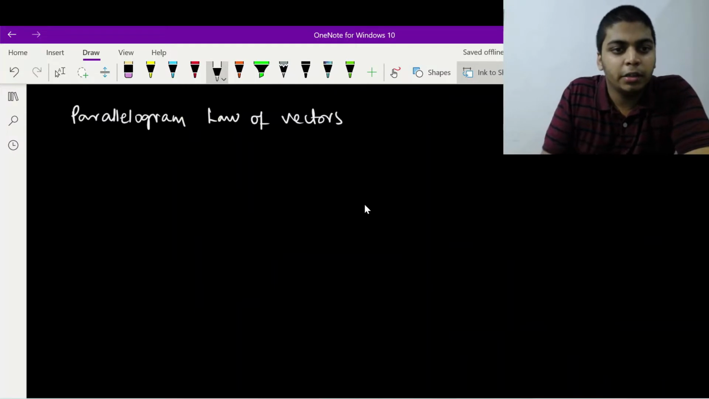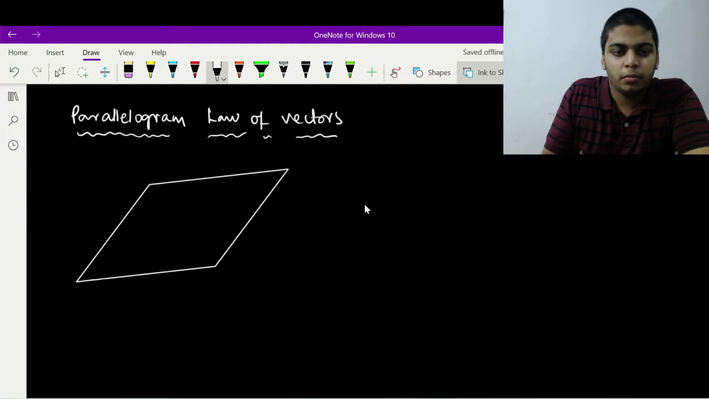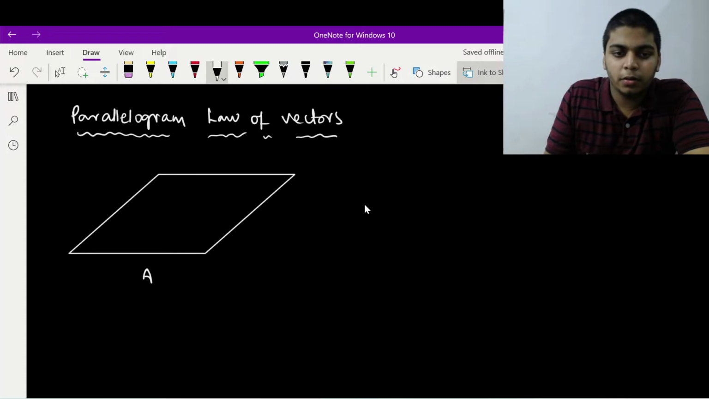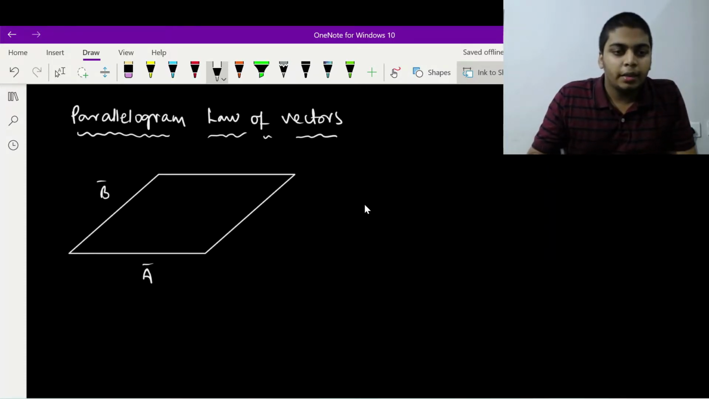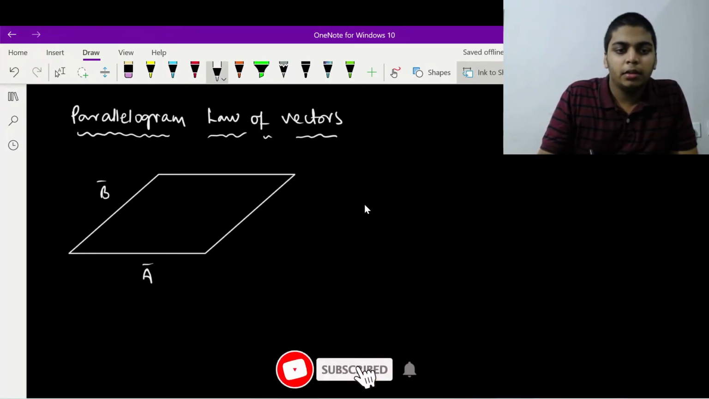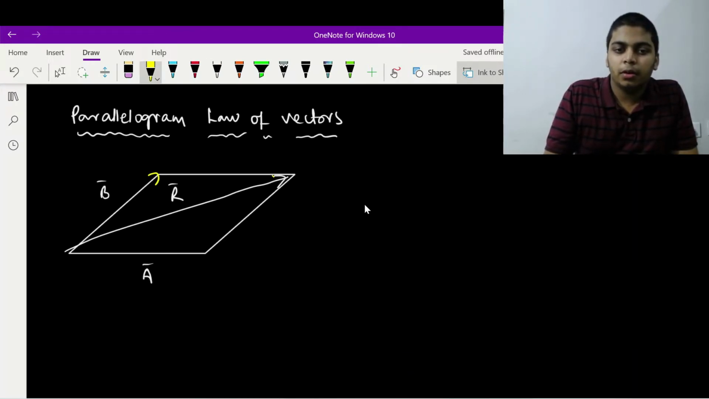So now let us look into the parallelogram law of vectors. Okay, so what does this actually state? So if you have a parallelogram, something like this, and if this is your vector A bar, and this is a vector B bar, and the diagonal which is starting from here and ending right there is nothing but your resultant vector R bar. So this will be your resultant vector R bar.